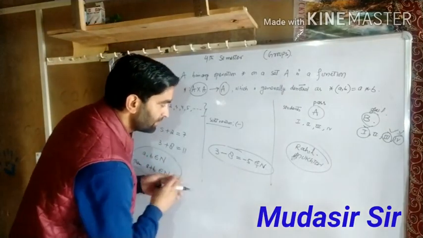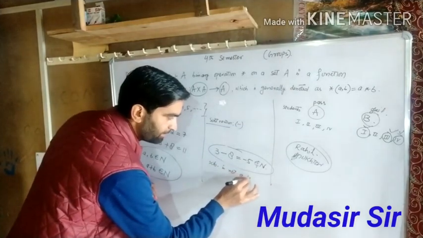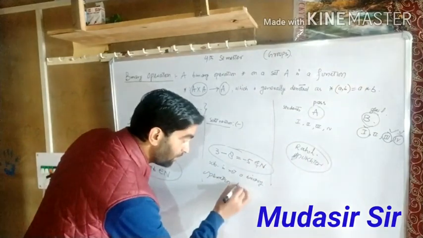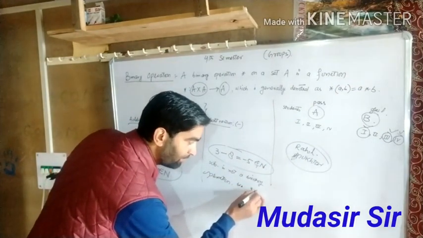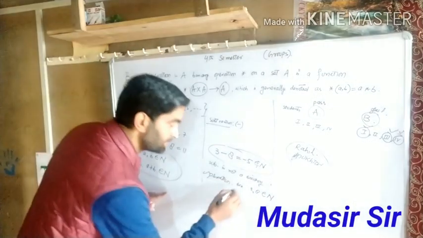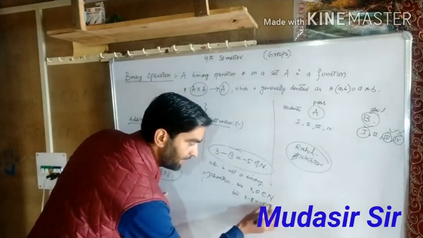या डायरेक्टली यहां पे हम दिखा सकते हैं, subtraction is not a binary operation, because हम काउंटर एग्जाम्पल देंगे। Because 3, 8 belongs to N, it means 3 and 8 are natural numbers, but 3 minus 8 is equal to -5 and does not belong to N.